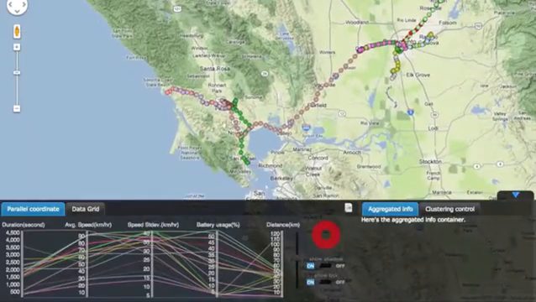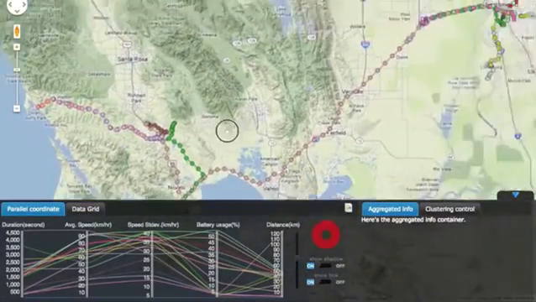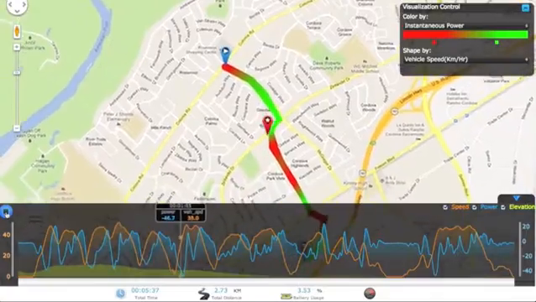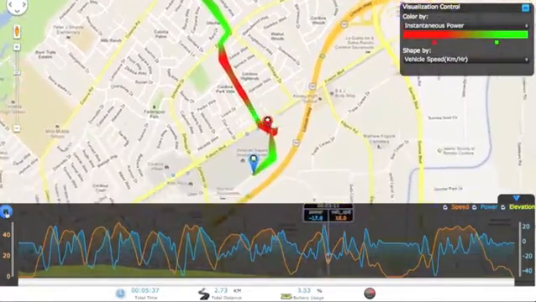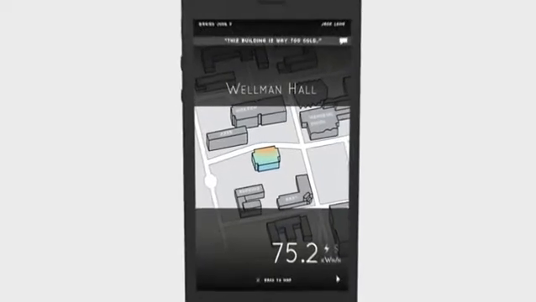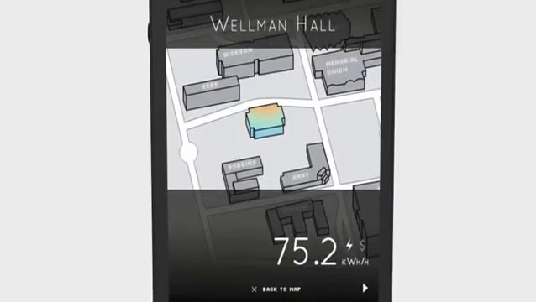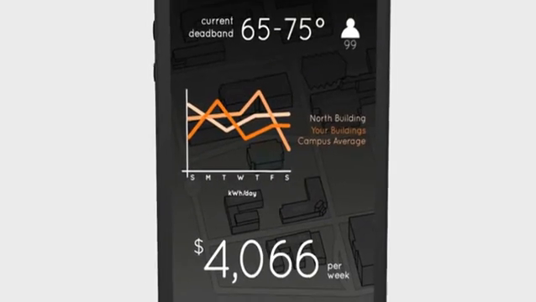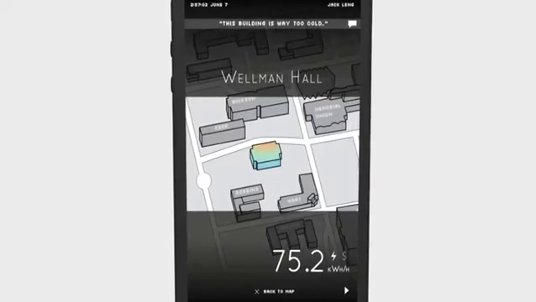When we design visualization solutions, we have to consider the use of the visualization. And for analysts, we will develop better visualization tools for them to study their data. And for consumers, we will develop visualization solutions which give them more intuitive feedback about their daily energy use.